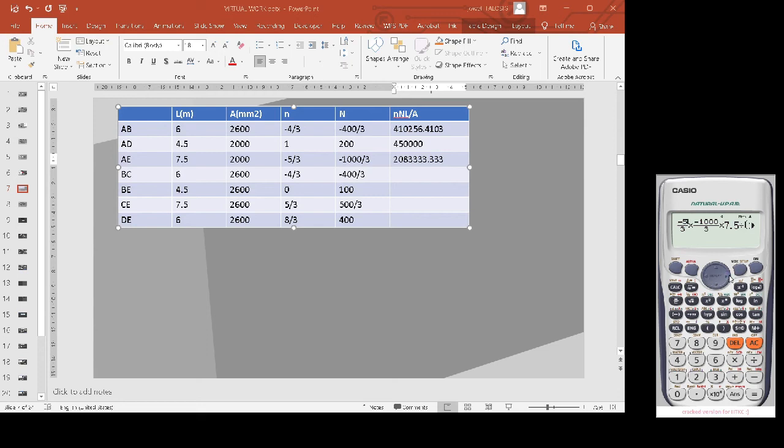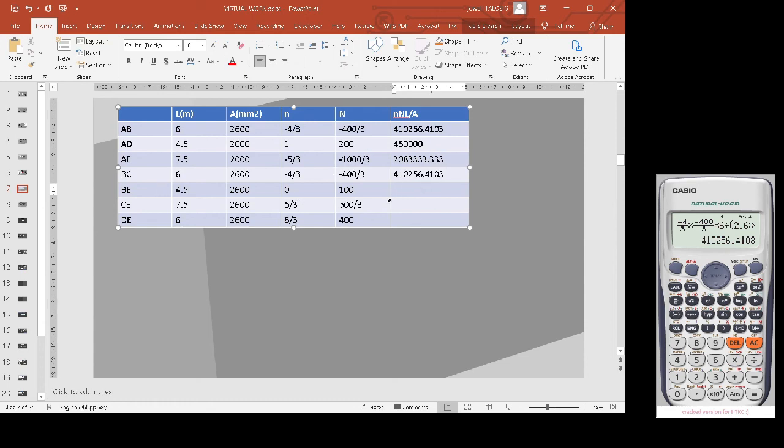So, ito, 4/3 na to. Susunod, then next is negative 400 na siya. And then, ang kanyang length ay 6 meters. And ang kanyang area is 2.6 times 10 raised to negative 3. Enter lang natin. So, makukuha nating sagot is 41256.4103. Okay, so, parehas na siya doon, no? So, AB and BC is the same.